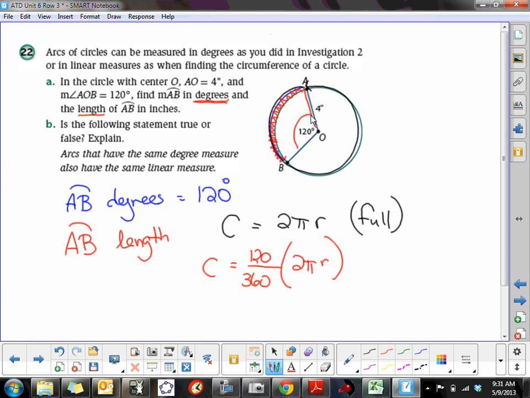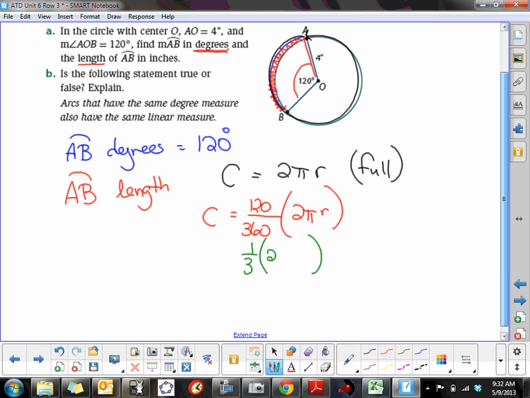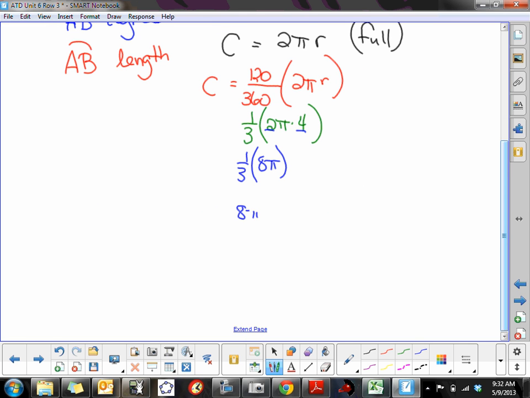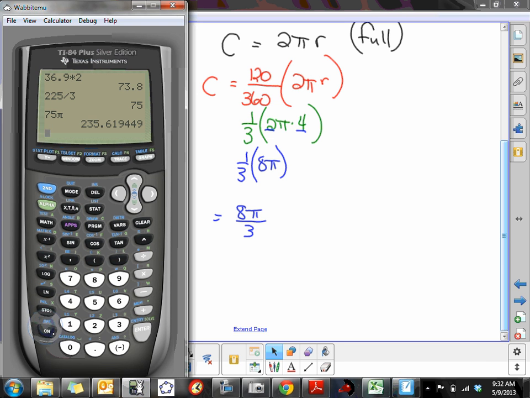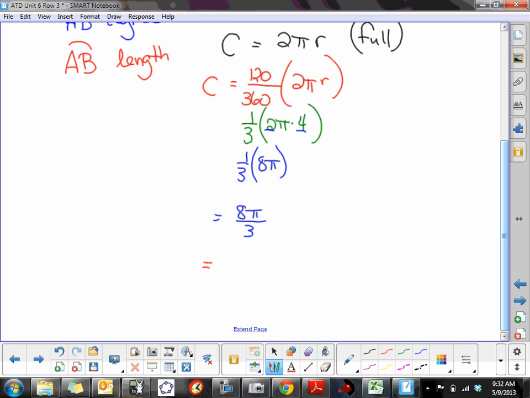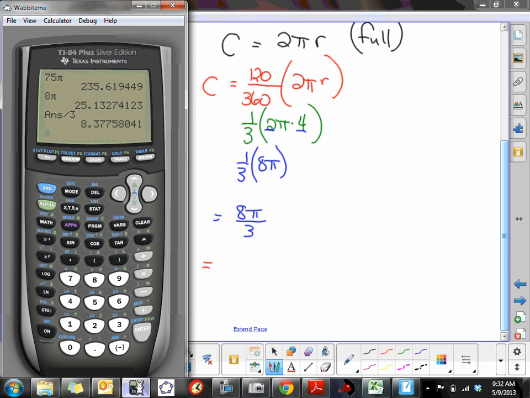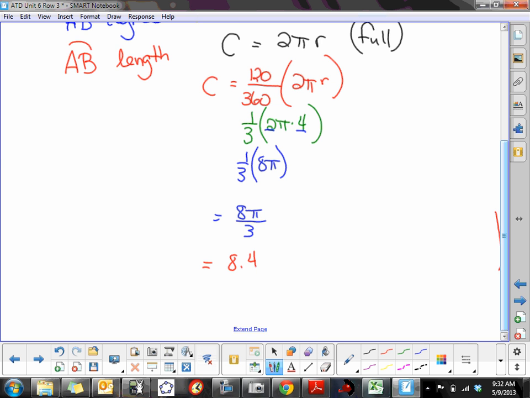Okay, so 120 out of 360 is only a third of that rotation, so we only want a third of that circumference, which is 2 times pi, and this time the radius is 4. So if we make the calculations in here, you've got 8 pi, so we get 1/3 of 8 pi, which means the exact answer is 8 pi thirds. And your approximate value would be a simple calculation of taking 8 times pi and then dividing it by 3. The length of arc AB, to the nearest tenth, is 8.4, and whatever the label's unit of length was, which is inches, 8.4 inches.